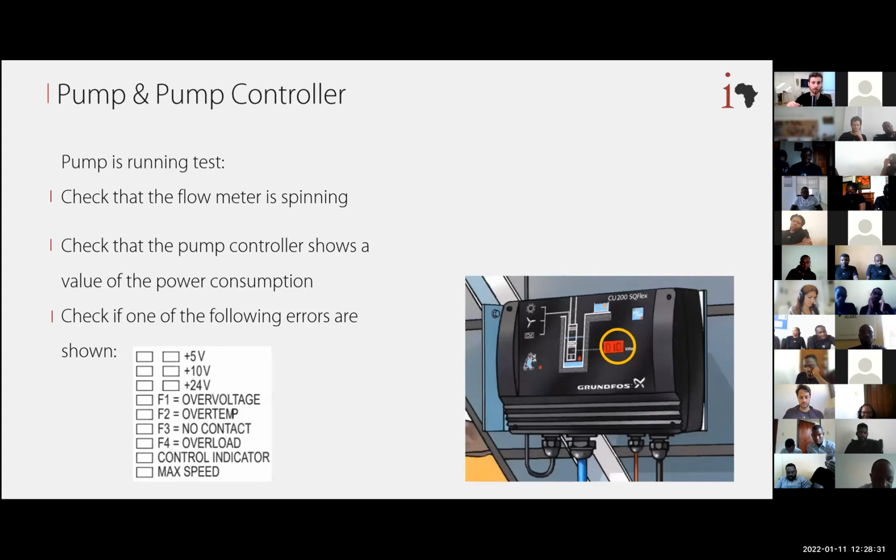And the pump and pump controller. Just like I told you before, the pump controller can tell us if there's any fault, if there's any error in the pump. So you can see F1 is over voltage, F2 is over temperature, no contact. So we need to look at the pump controller and see it's showing the pump's power consumption and not sending any error. And if it's sending an error, you need to think what we need to do in order to fix the pump because it's not working appropriately.